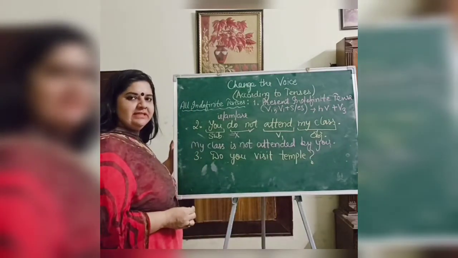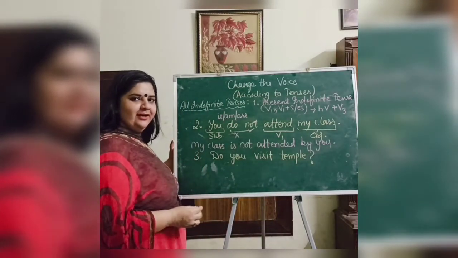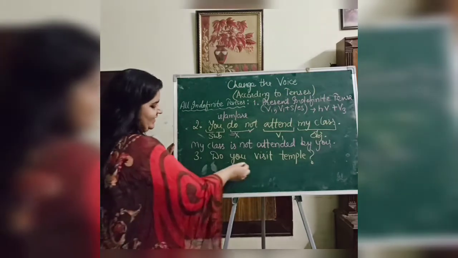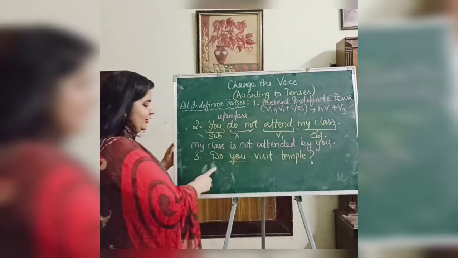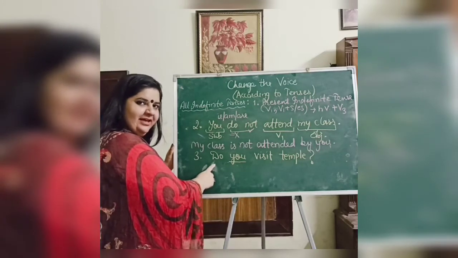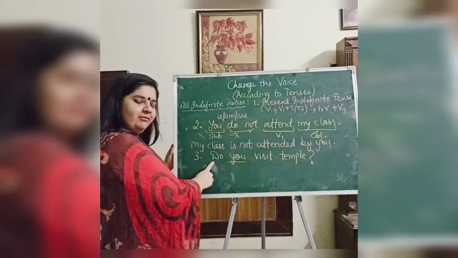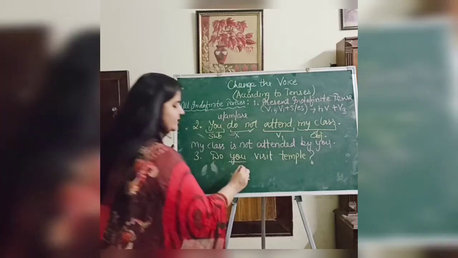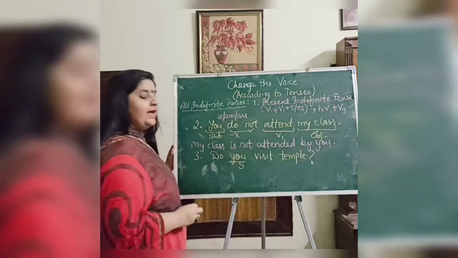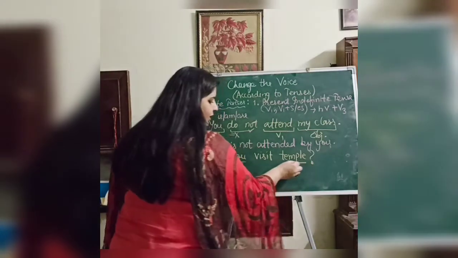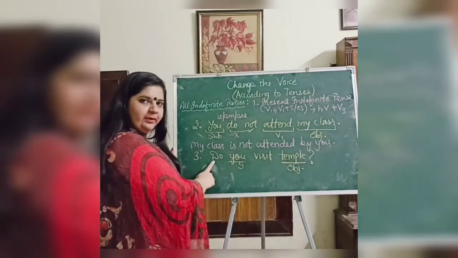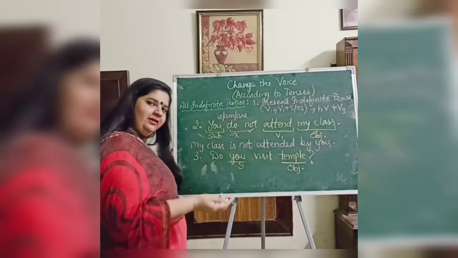Do you visit temple? Students, find out the subject in this sentence. Yes, you, not do. Do is the helping verb. It is in the beginning because it is an interrogative sentence. You is subject and temple is object.